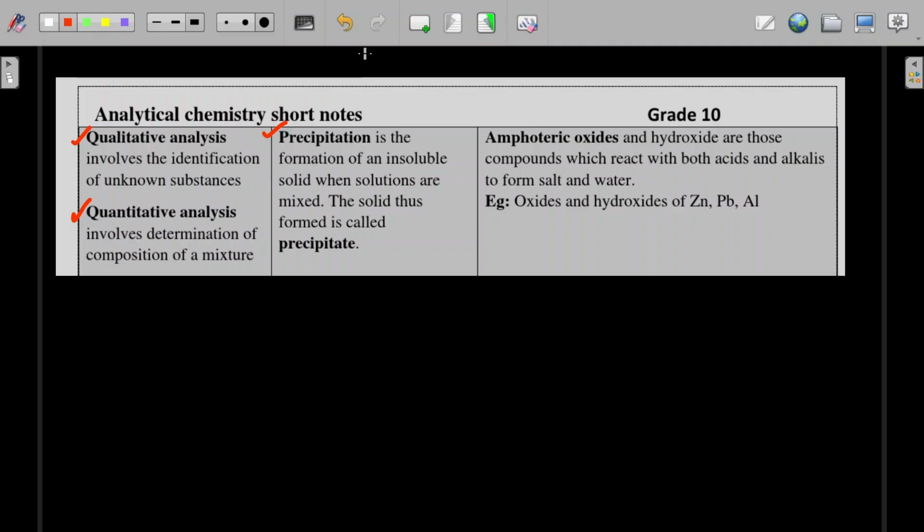Coming to the second part, we will study amphoteric oxides and their reactions. We already know amphoteric oxides or hydroxides are those compounds which react with both acids as well as alkalis to form salt and water. So only these three you have to remember. Remaining metal oxides will be basic oxides or bases. Only these three will be amphoteric.